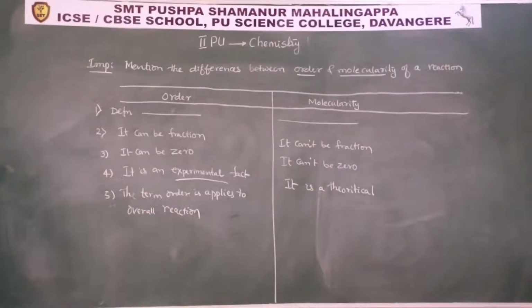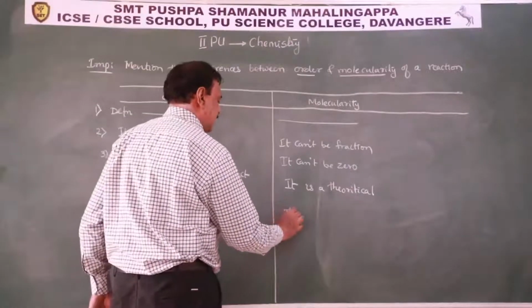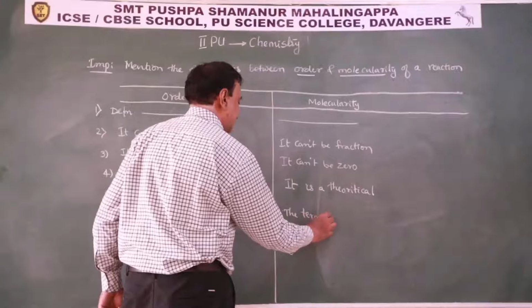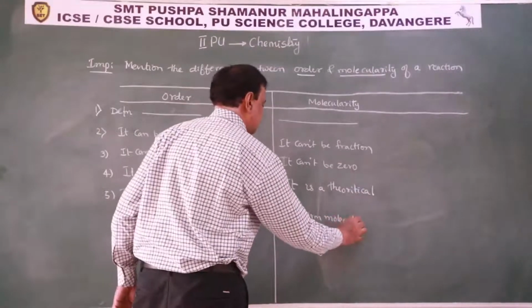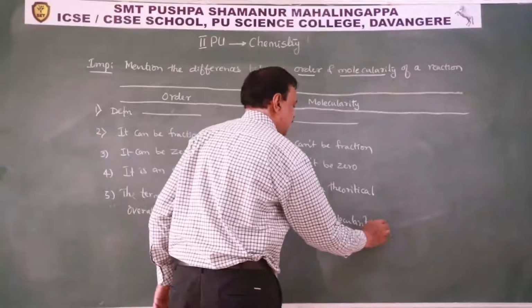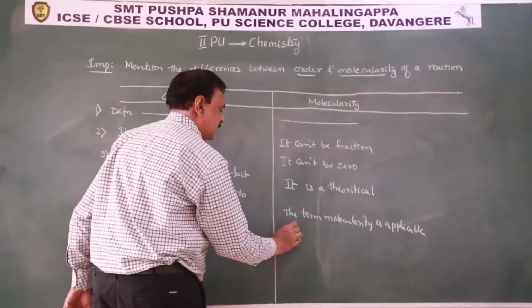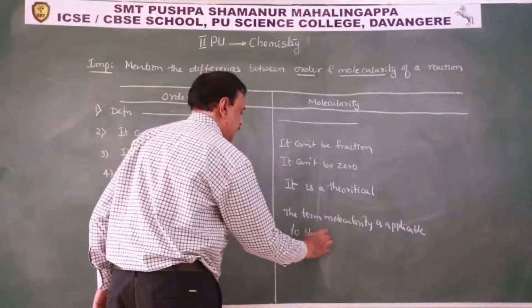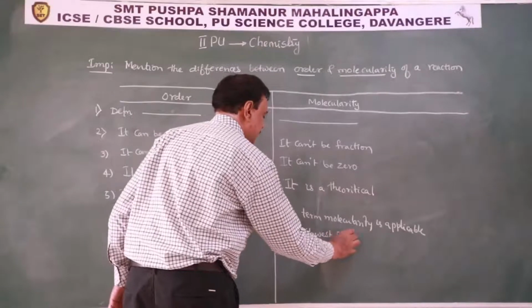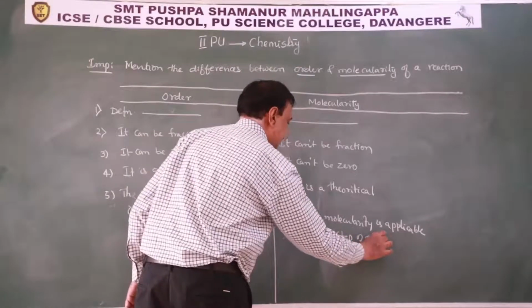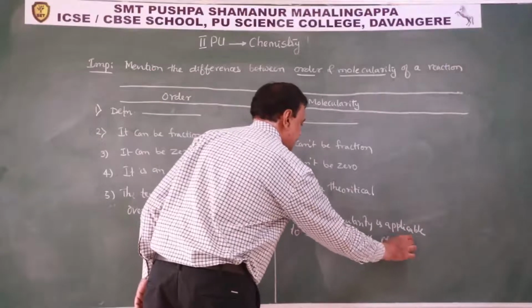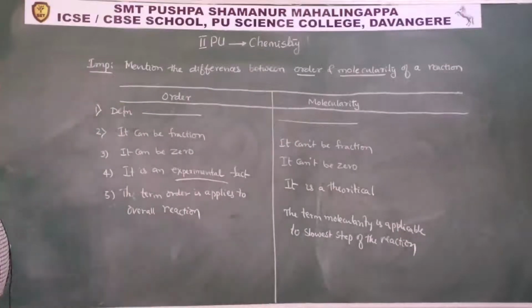But the term molecularity is applicable to the slowest step of the reaction. The term molecularity is applicable to the slowest step of the chemical reaction.